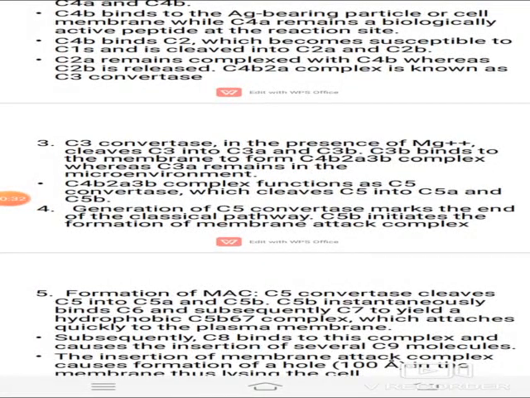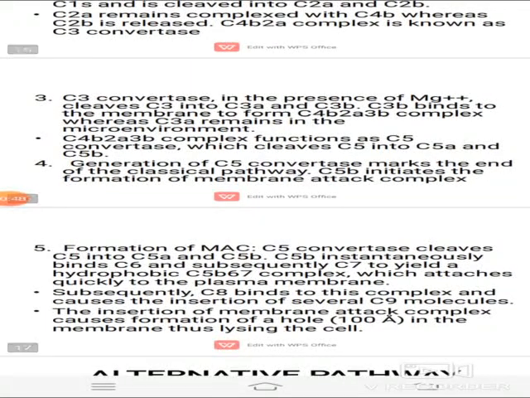C3 convertase in the presence of magnesium cleaves C3 into C3a and C3b. C3b binds to the membrane to form the C4b2a3b complex, whereas C3a remains in the microenvironment. The C4b2a3b complex functions as C5 convertase, which cleaves C5 into C5a and C5b. Generation of C5 convertase marks the end of the classical pathway.